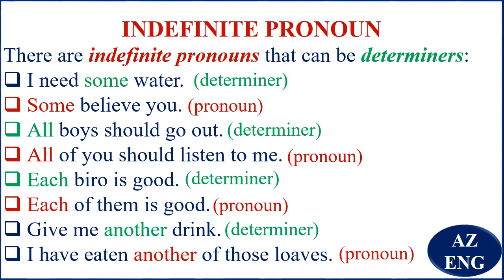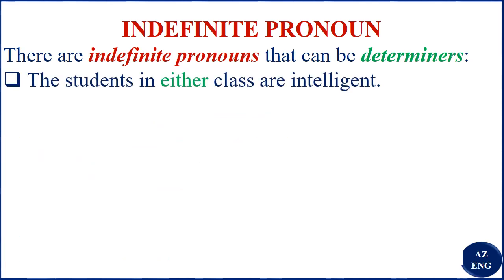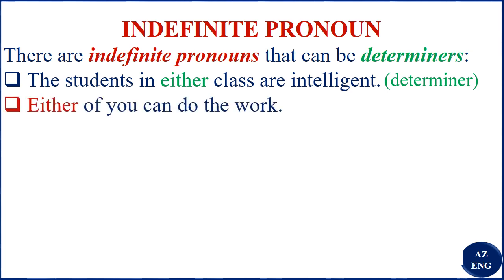Let's have more examples. Like here, the students in either class are intelligent. After either is a noun you've got, so you should be able to know that this is a determiner. Either of you can do the work. So here you should be able to remember, because after either, what you've got is of, like the previous examples, that it is a pronoun.